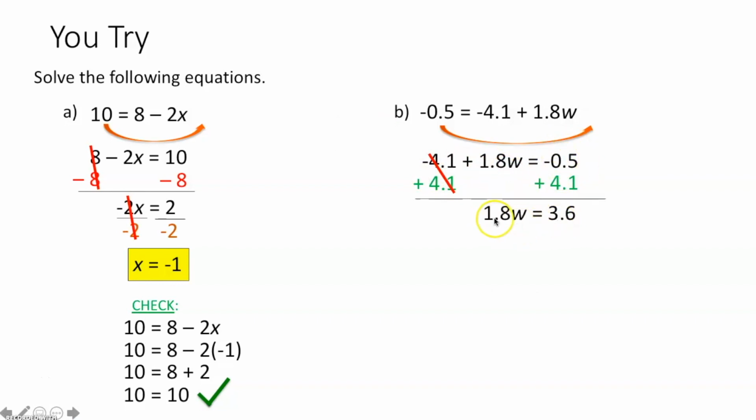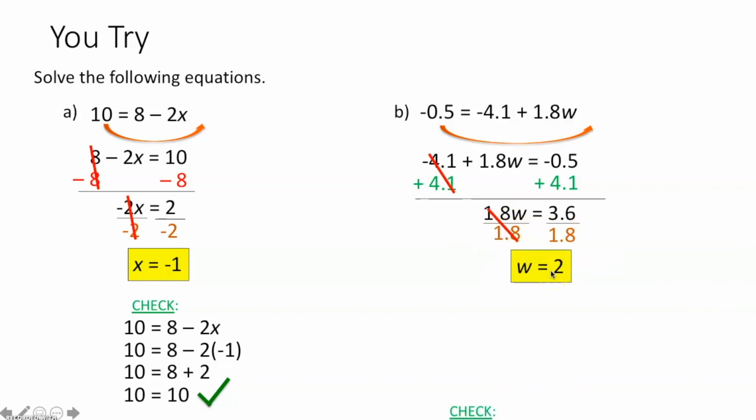Now again, it's 1.8 times w. So to get my last constant to the right, I have to do the opposite, the inverse of multiplying by 1.8. I'm going to divide by 1.8. That way these cancel out, and remember, whatever I do to one side, I have to do the other side. And I'm left with w is equal to 2.